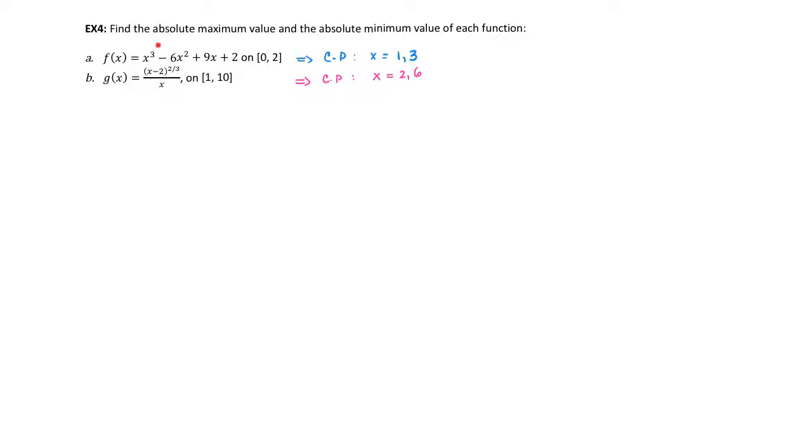Example 4 is asking us to find the absolute maximum value and the absolute minimum value of each of the following functions, f of x and g of x. In order to do this problem efficiently and also very quickly, we want to be able to use the extreme value theorem, the EVT. The extreme value theorem, if you remember, said that if a function is continuous in a closed interval a, b, then we know for sure that it has an absolute max and an absolute min.